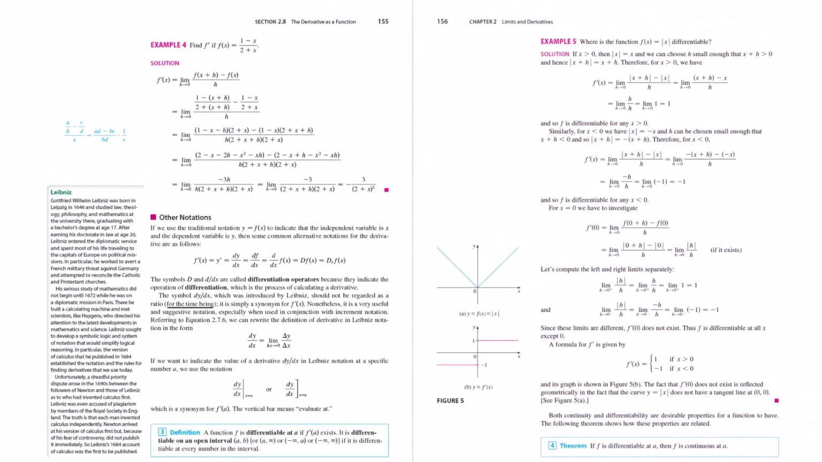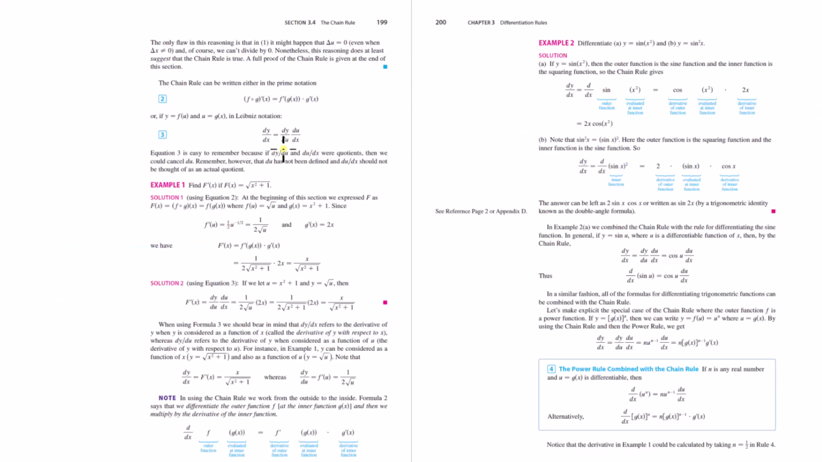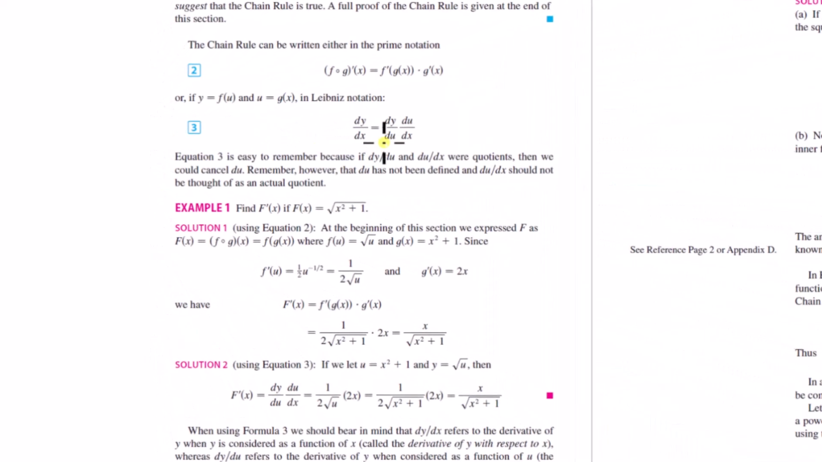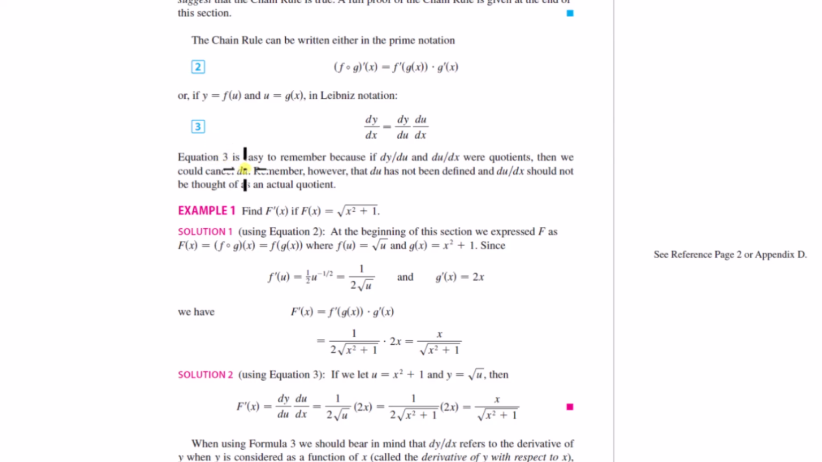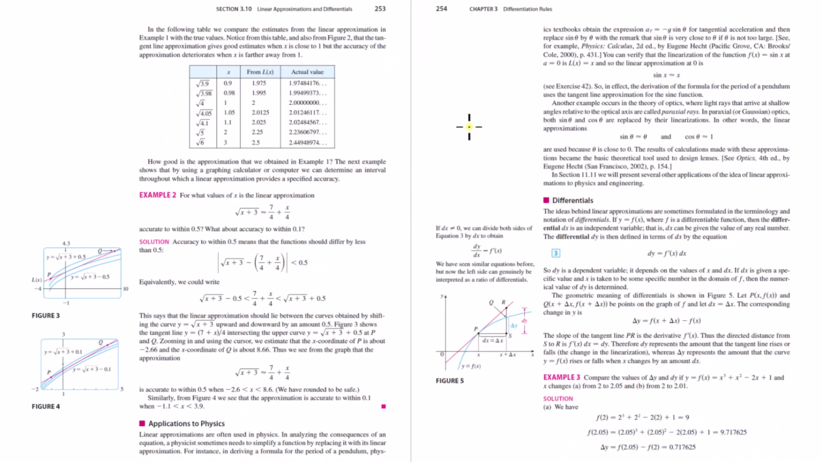And then this topic of Leibniz notation didn't come up again until the chain rule section. And again, it said, so here's the chain rule written out using Leibniz notation. It says this equation is easy to remember because if dy over du and du over dx were quotients, then we could cancel du. Remember, however, that du has not been defined and dy/dx should not be thought of as an actual quotient. Okay? And then this topic didn't come up again after the chain rule until the differentials section, this section, linear approximations and differentials.